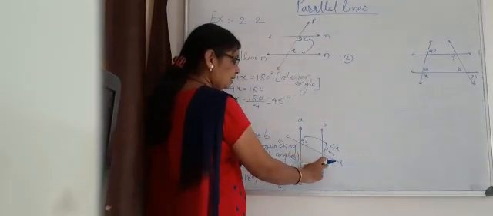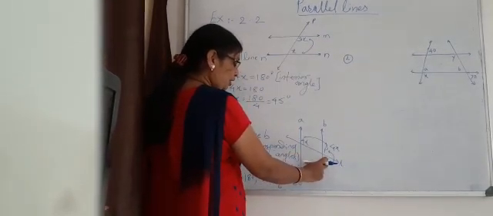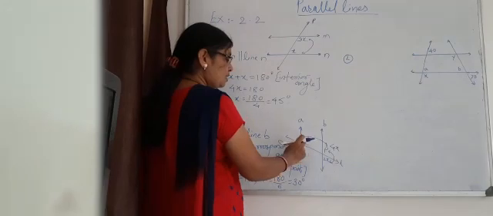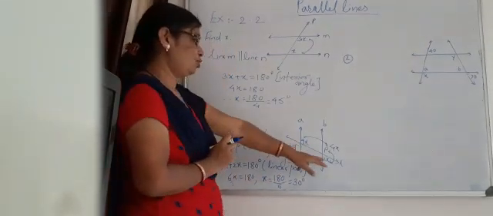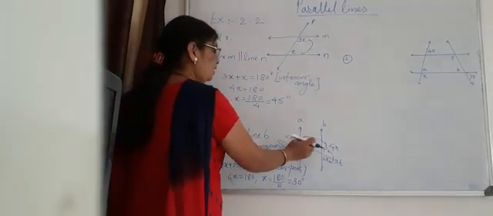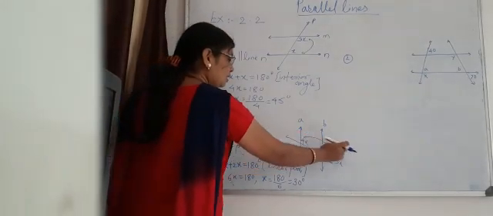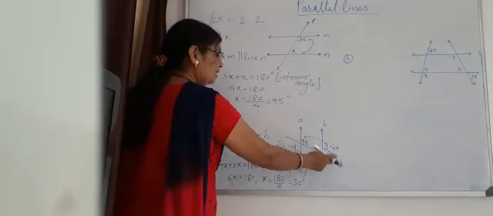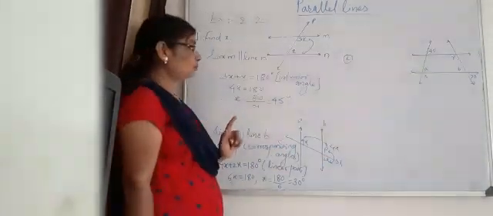Now here this angle is how much? 2x means 2 into 30. 4x means 4 into 30. You get these two angles. So which property do we use? First corresponding angles. Below the line, here also below the line. And then angles in a linear pair.